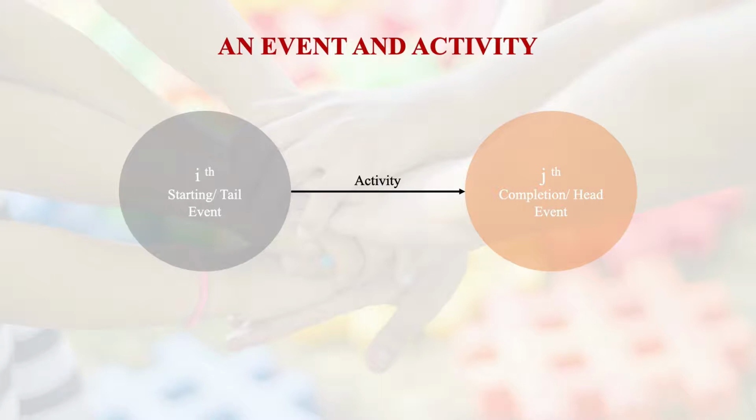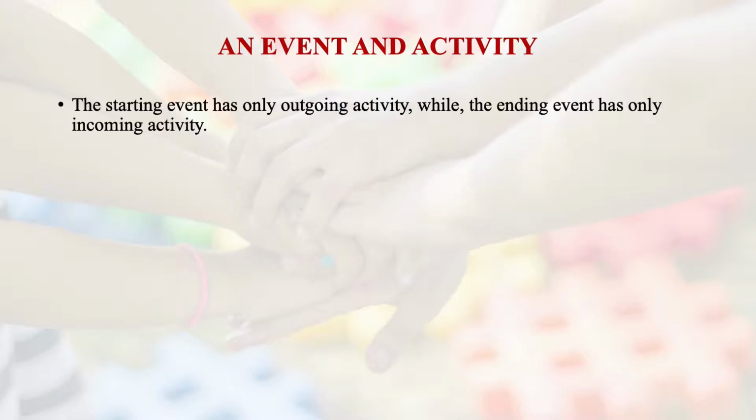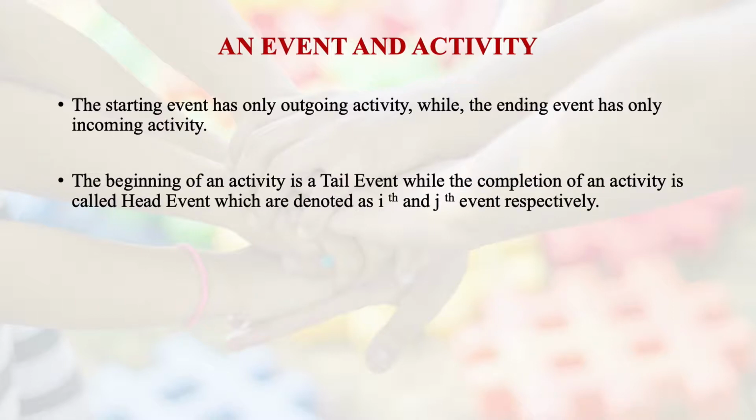Well, the interesting fact about this network diagram is that the starting event has only outgoing activity, while the ending event has only incoming activity. In addition, the beginning of an activity is, as I said, called the tail event, while the completion of an activity is called the head event, which are denoted as the ith and jth event respectively. So I'll call the time of this t i, j.